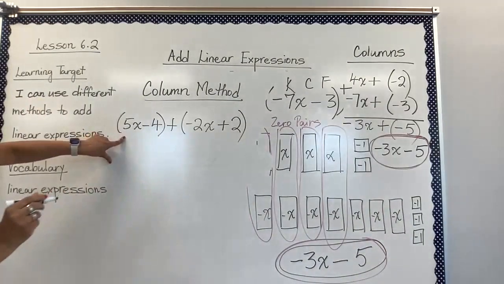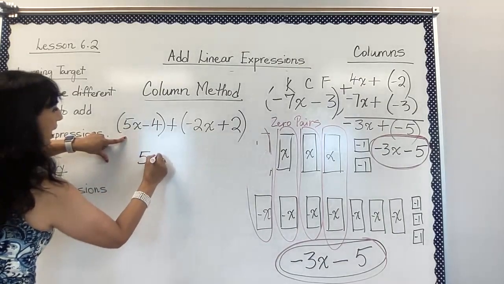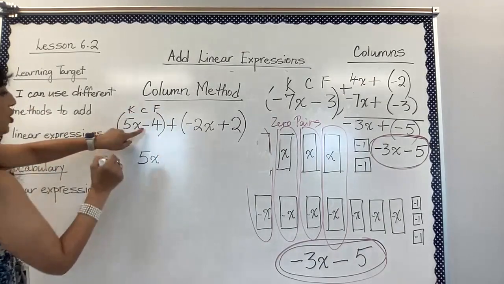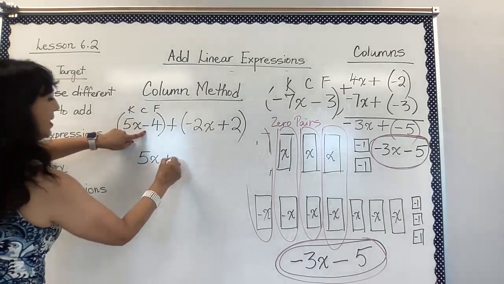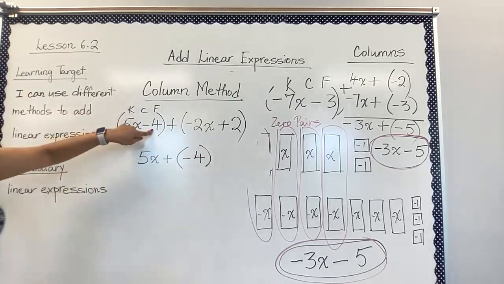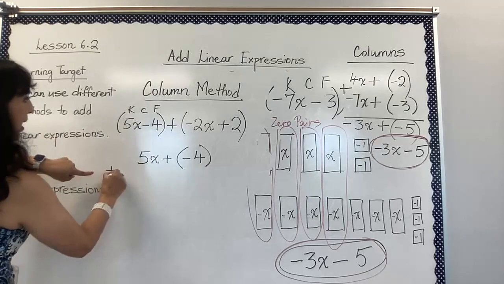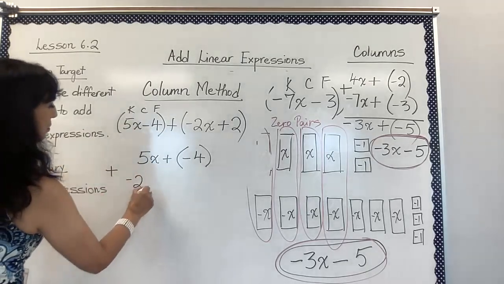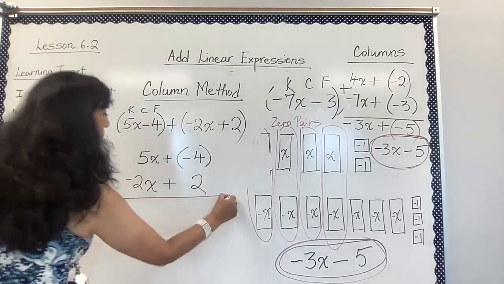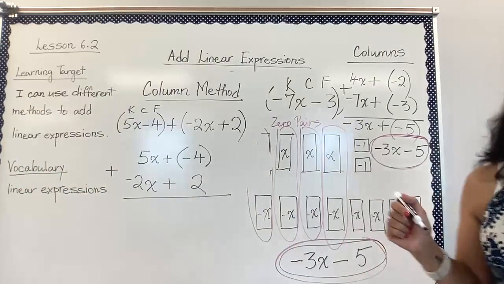So I'm going to put them in the column method. I'm going to write 5x. So keep, change, flip: change the minus to a plus, change the 4 to a negative 4. And over there I'm going to add negative 2x plus 2.